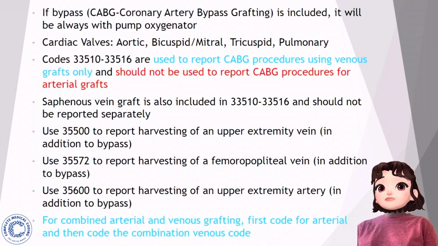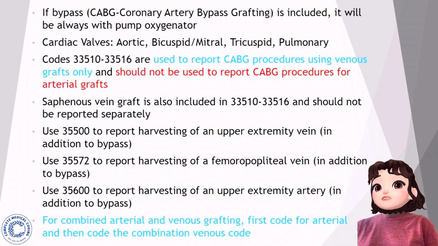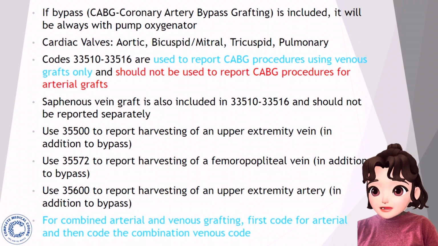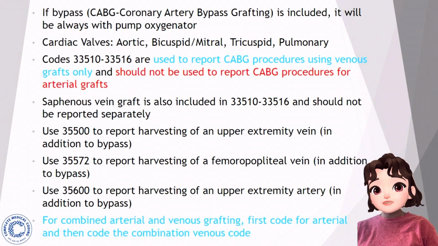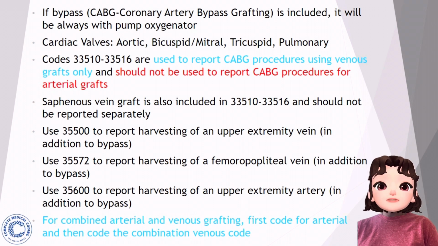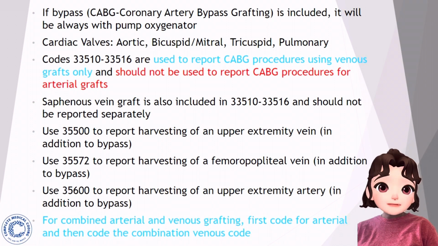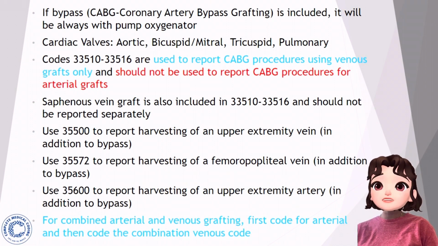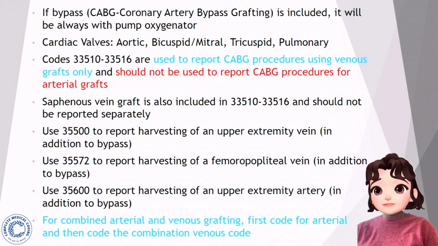Now, this is also another important part when we code for a CABG surgery, that is coronary artery bypass grafting. If a bypass surgery is included, it will always be with pump oxygenator, even if the question does not mention with or without pump oxygenator. If a bypass grafting is included, it means it is always with pump oxygenator. So we need to code for the one which is with pump oxygenator.